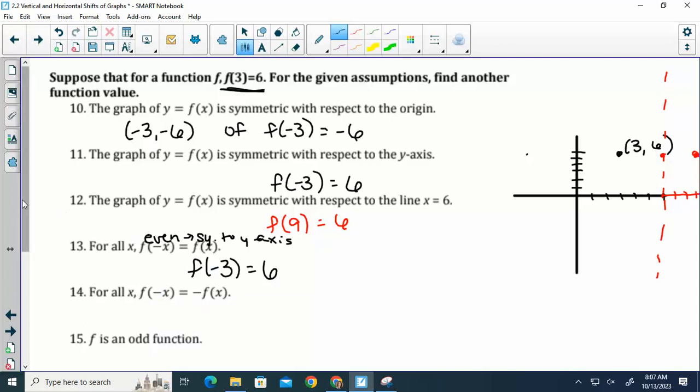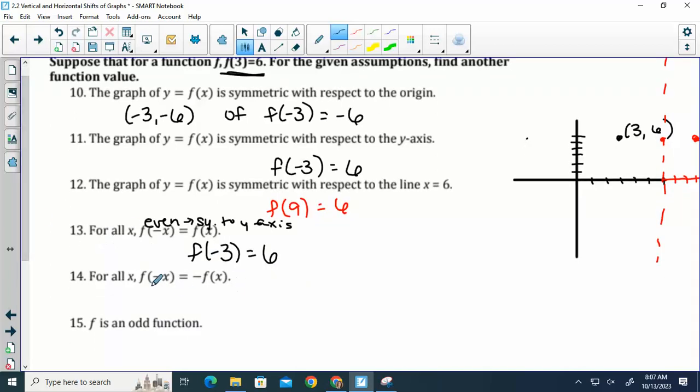For all x, f(-x) = -f(x). That's the definition of odd, which means it is symmetric to the origin. And didn't we already do that? Symmetric to the origin, change both the x and the y. F is an odd function. That's another way of saying it's symmetric to the origin, or that this is true. So again, we get the same thing.